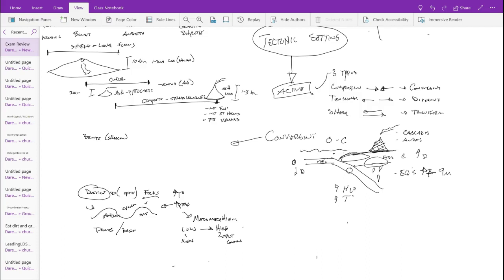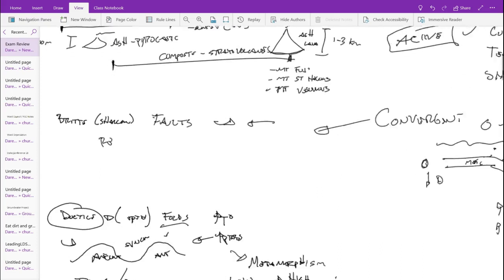Now when you have brittle deformation, which is going to be the shallower sections here, you're going to have faults forming. And because of convergence, with the two materials coming together, you're going to get what we call reverse faults. Reverse, let me zoom this in a little bit.